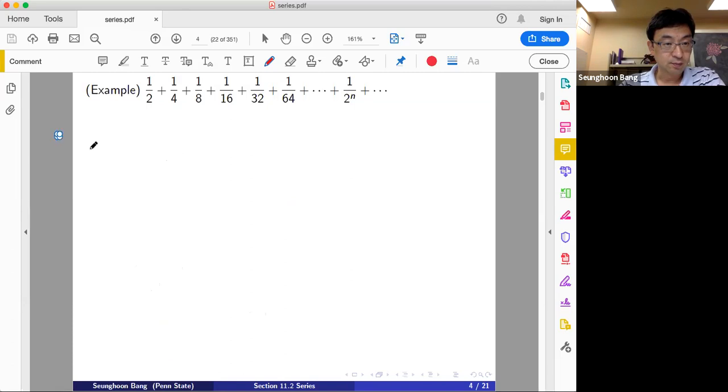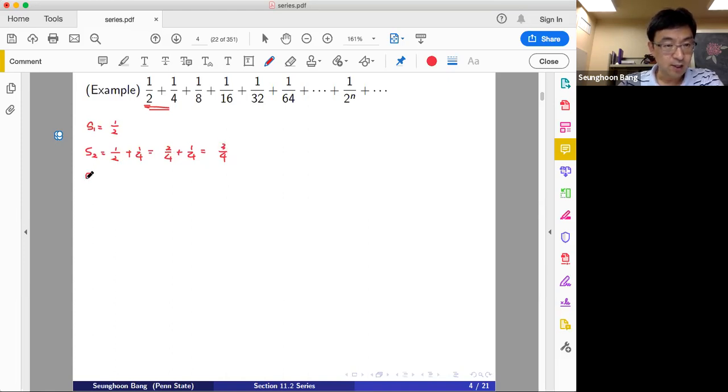Let me see. So we think about partial sums. The first one is S1. S1 is just the first term, 1 over 2. Next, you calculate S2. S2 has two terms, 1 over 2 plus 1 over 4. 1 over 2 is changed to 2 over 4, plus 1 over 4. The answer is 3 over 4.